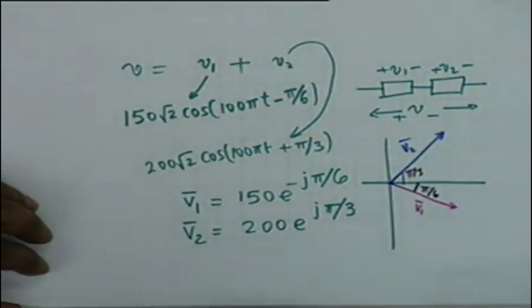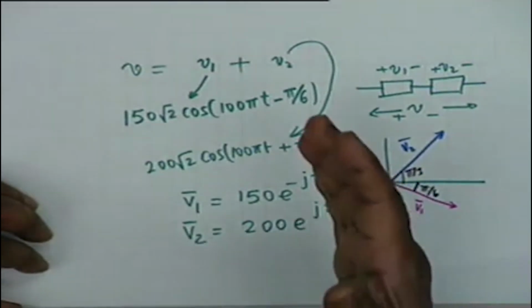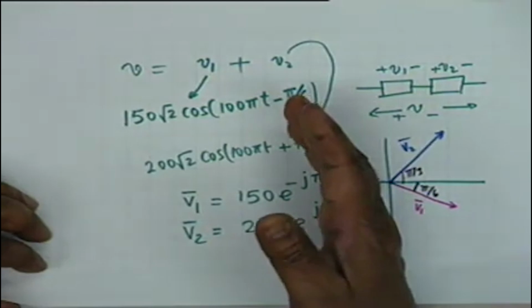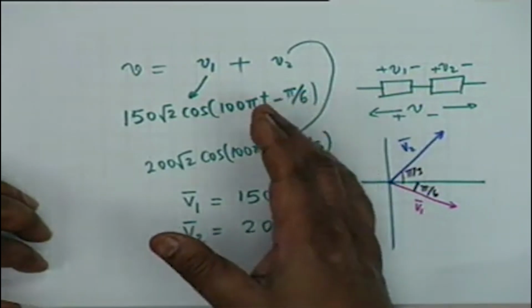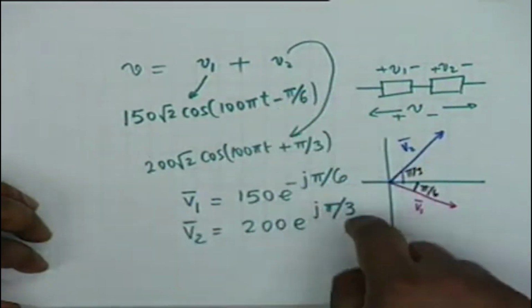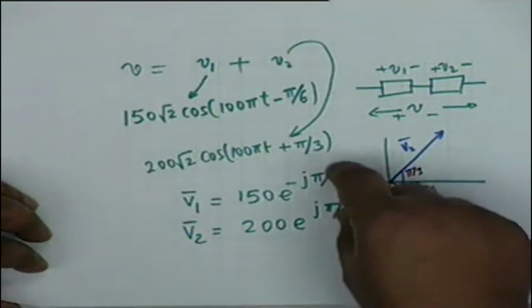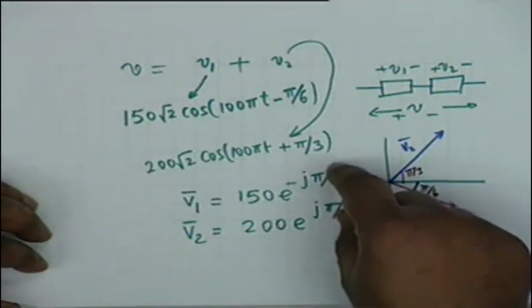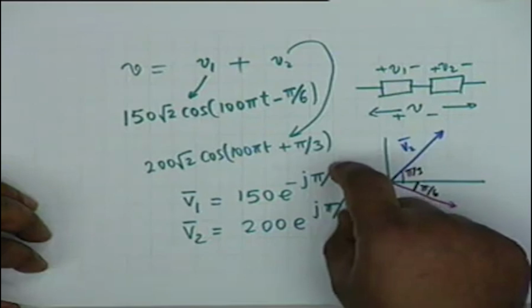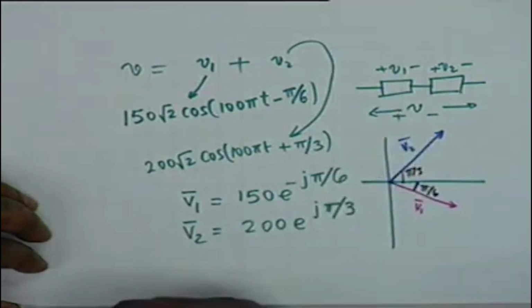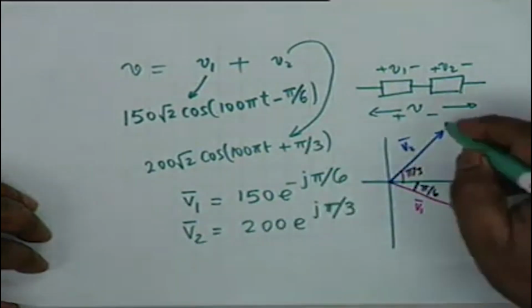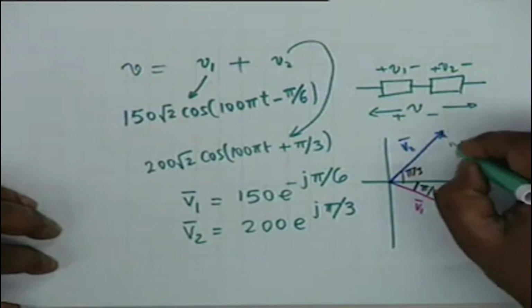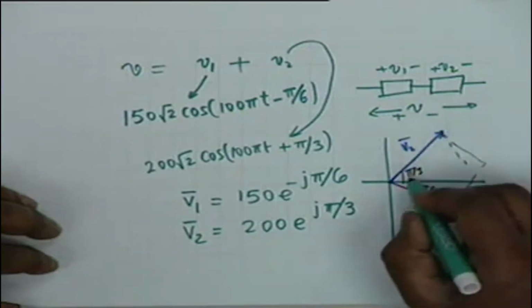Now we add these two phasors, because the only information that we have gotten rid of is root 2 e to the power j omega t. This is common to both, and therefore you can add them up. Do you see the logic? You add them up and take the real part. How do you add them up? You can do this by means of parallelogram of vectors.